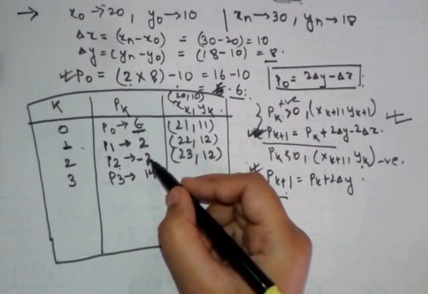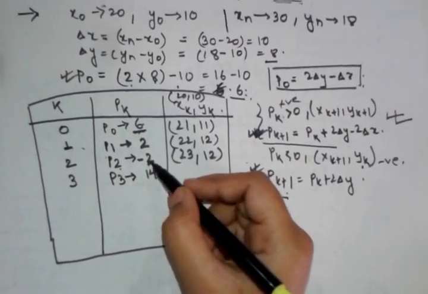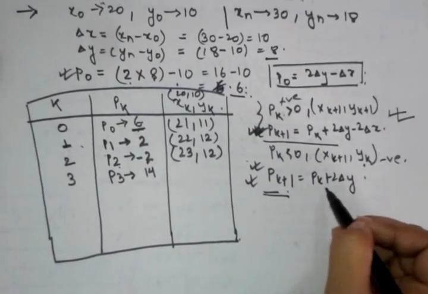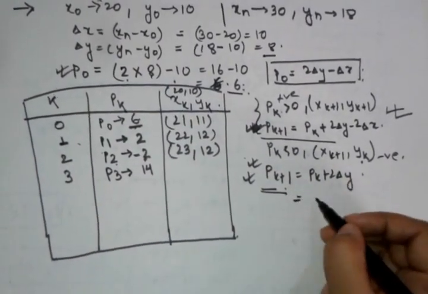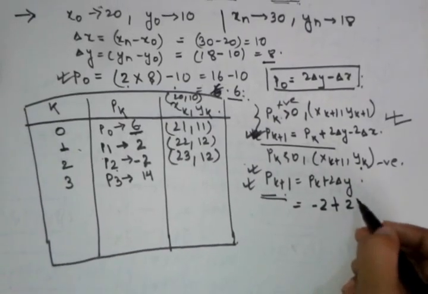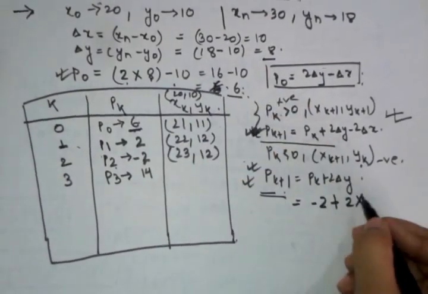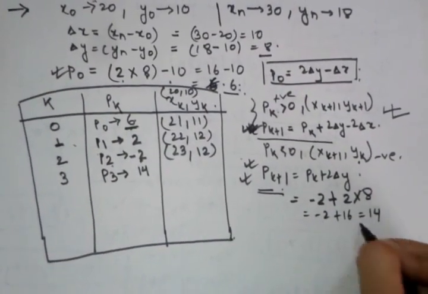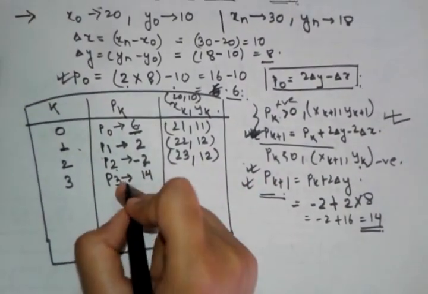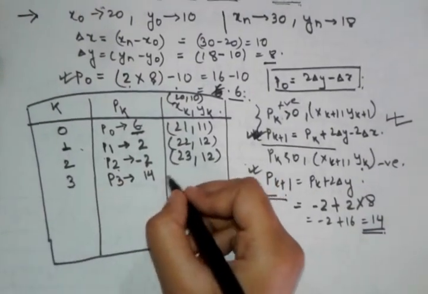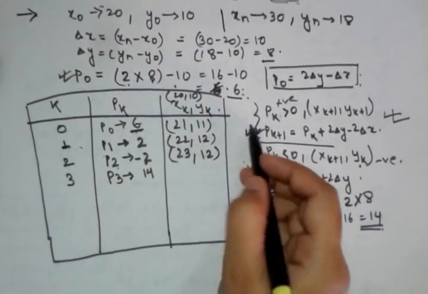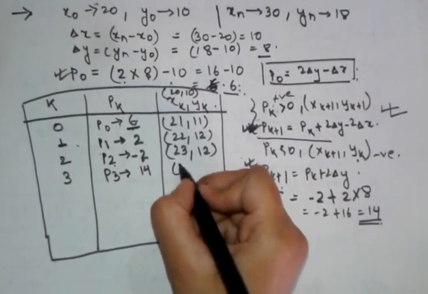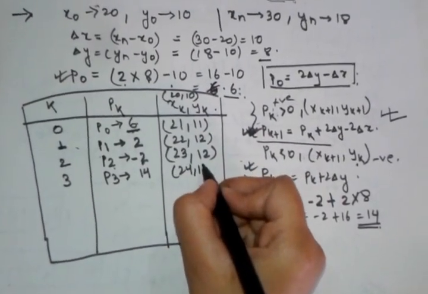How do we get 14? We use this formula for finding the next pk value, because the previous p value is negative, minus 2. So pk plus 1 is equal to pk plus 2 del y, that is, minus 2 plus 2 into del y. What is del y? 8. Minus 2 plus 16, that is 14. So using this we calculate the p3 value, and when the p value is positive, x will increment by 1 and y will increment by 1, that is 24 comma 13.